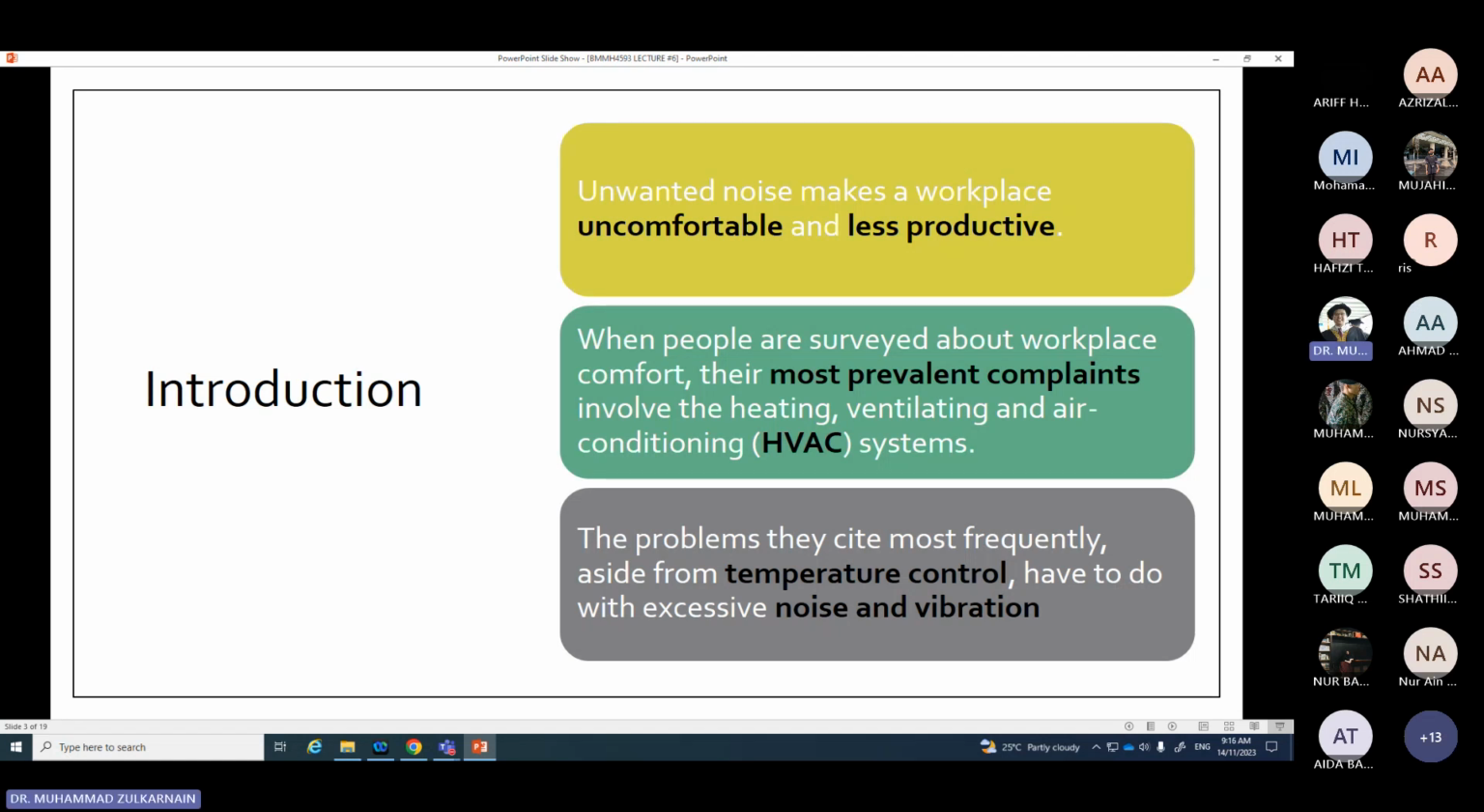Then the last of our introduction: the problems they cite most frequently, aside from temperature control, have to do with excessive noise and vibration. We can find out the source, and then we try to prevent this condition. But before that, we can identify first what problem can cause the noise in the workspace.